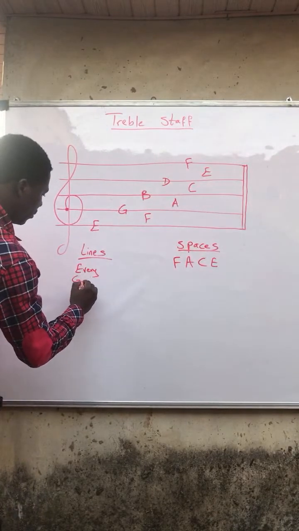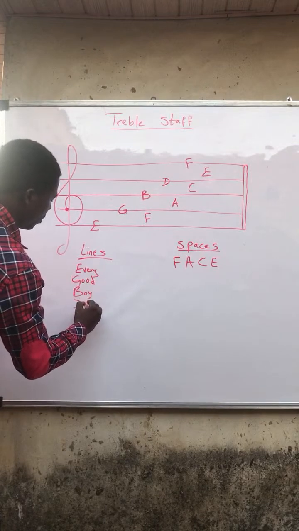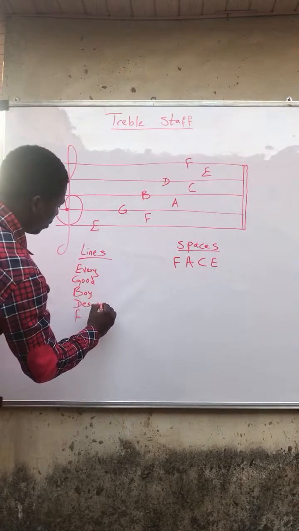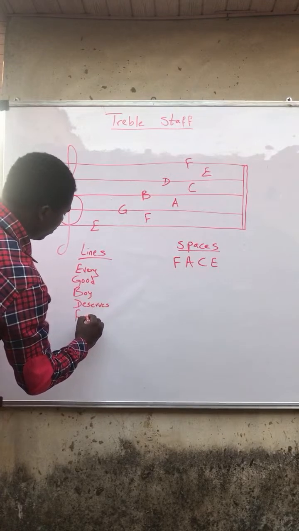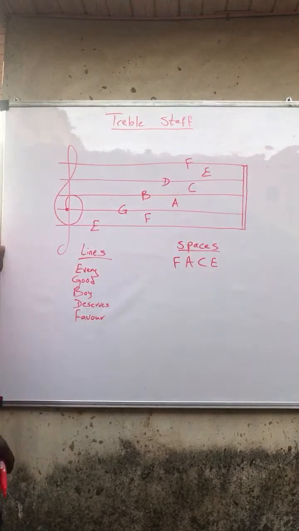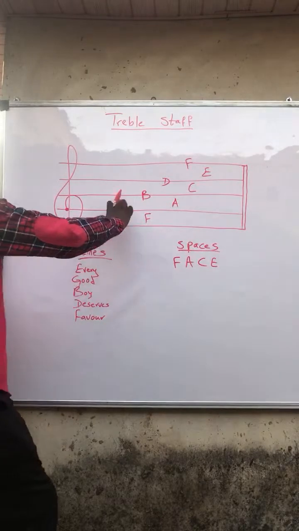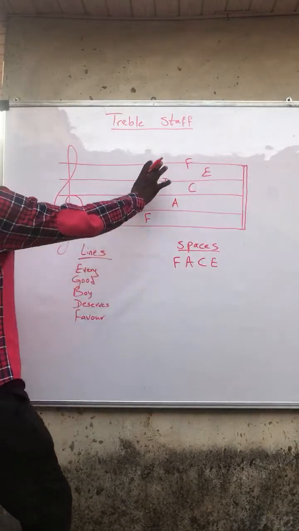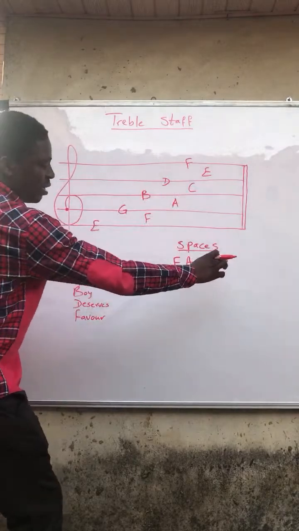Every good boy deserves favor. This is just a formula, so it will help you to remember the alphabet of the lines and the spaces. E, G, B, D, F for the lines and F, A, C, E for the spaces.